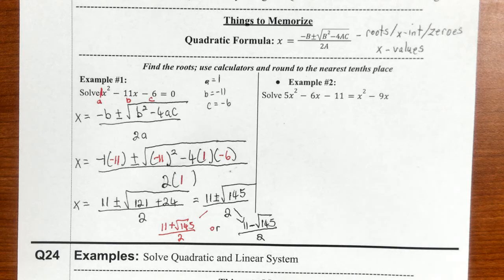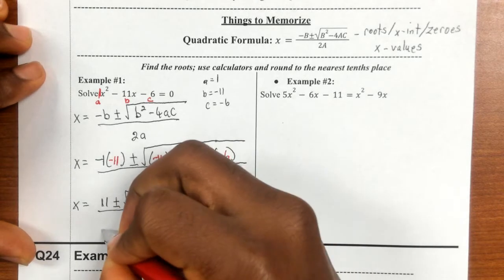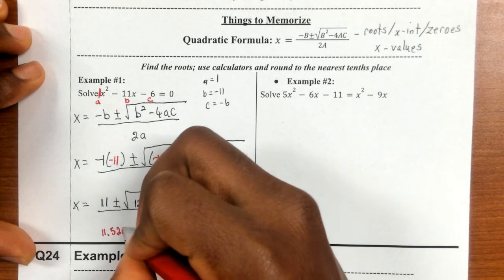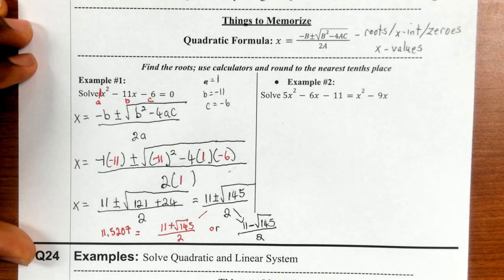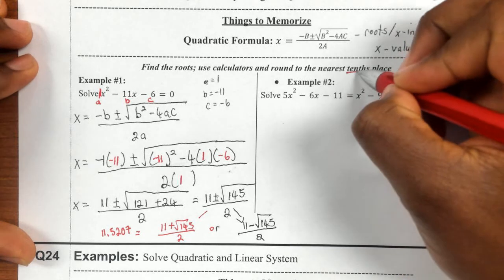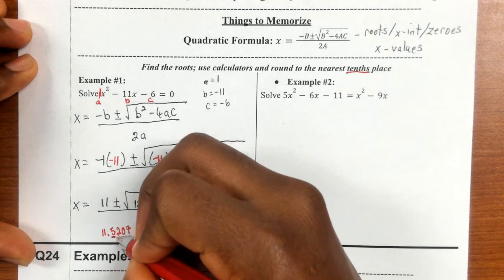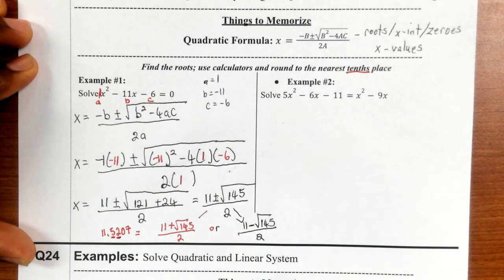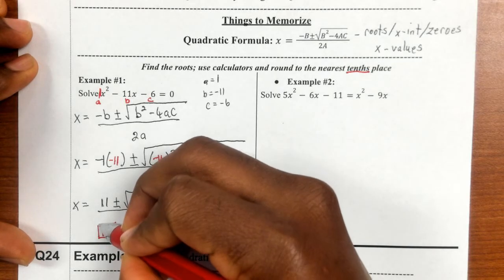Something like this I would just put in my calculator. For the first one, 11 plus square root of 145 over 2, I got 11.5207. But it says to round to the nearest tenth. For the tenth, I look at the second number after the decimal point. If that number is 5 or larger, then the number to the left goes up by 1. Because it's not 5 or larger, our answer is just 11.5.